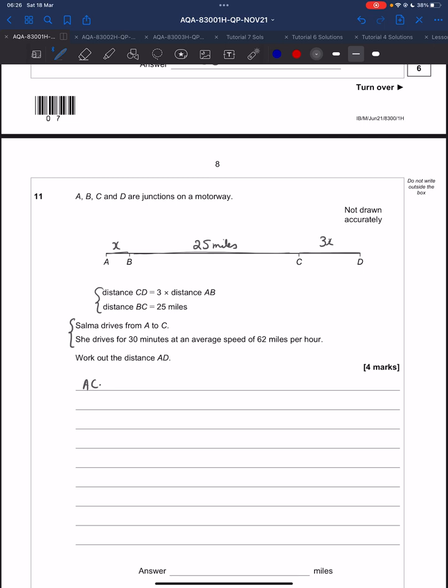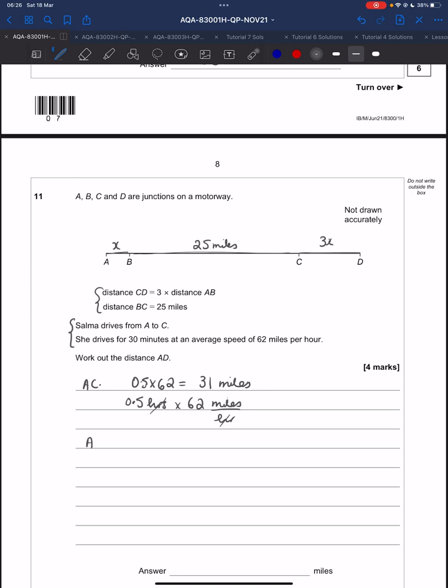I'm going to repeat the same thing again. A to C, 0.5 times 62 is 31 miles. The units, it's 0.5 hours times 62 miles per hour. You see the units cancel out, so it's a half of an hour. Half an hour at 62 miles. Half of 62, 31.